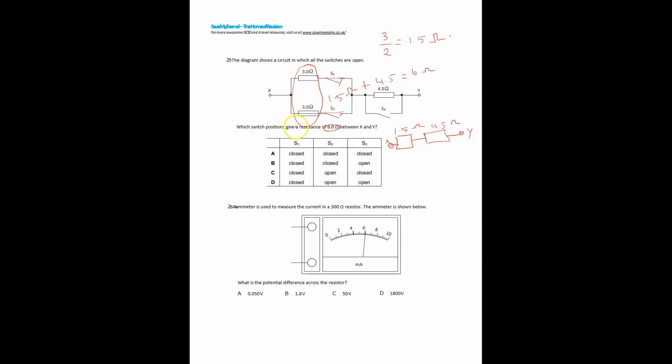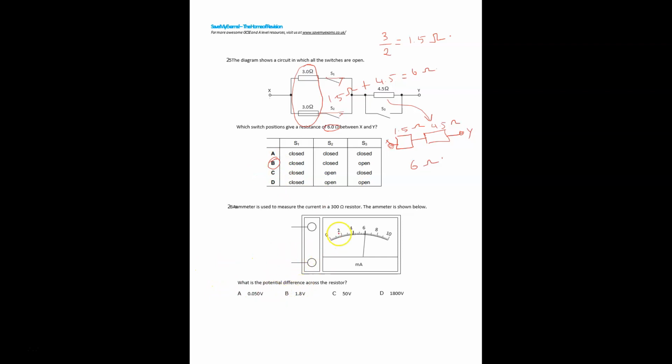I have changed these two resistors into 1.5, and this 4.5 resistor is here, right? The two terminals X and Y are here. So now what is the total resistance? 4.5 plus 1.5 will be 6 ohms. So you have to close these two switches and you have to open S3. So close, close, open. B is the answer.